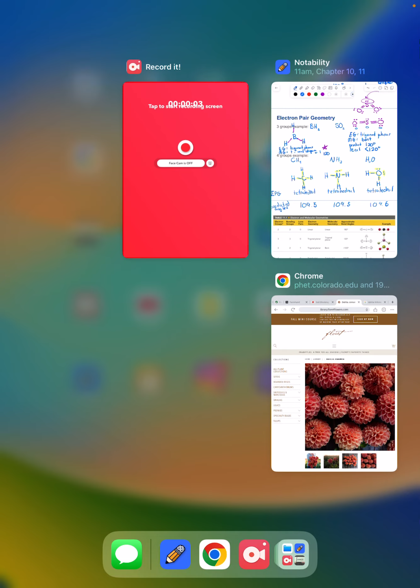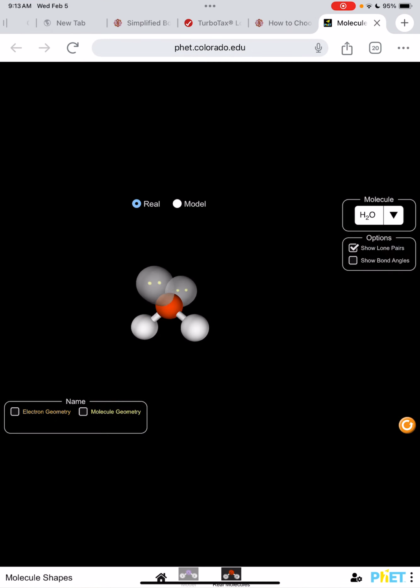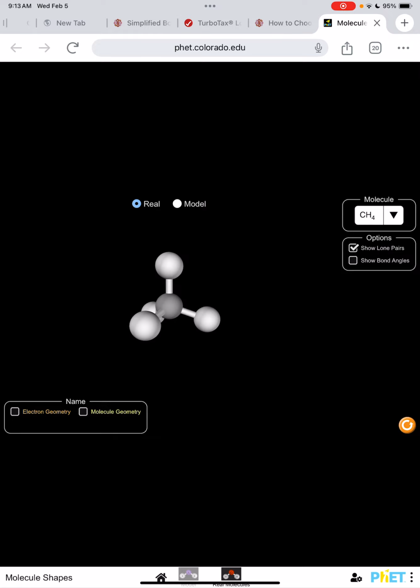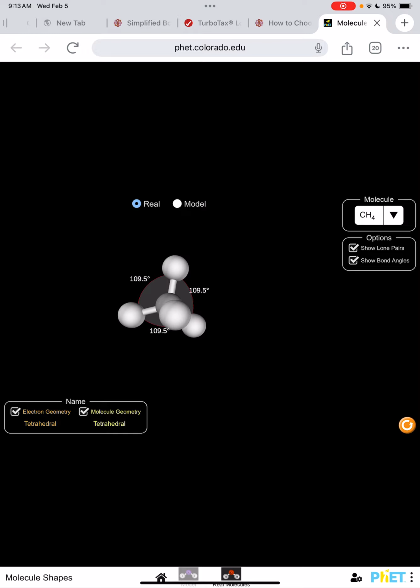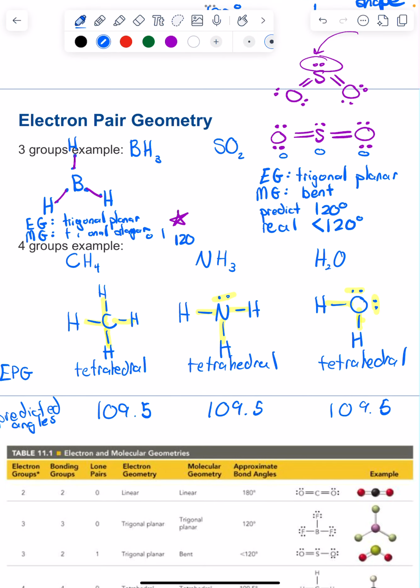So looking really quickly at the real models, we go down here to the bottom and click on real instead of just model. Let's start with CH4 and let's turn on all of these to show us the answers. So the molecular geometry is also called tetrahedral since all of those are bonds, and the actual angle is 109.5. Okay, this is what we would expect.